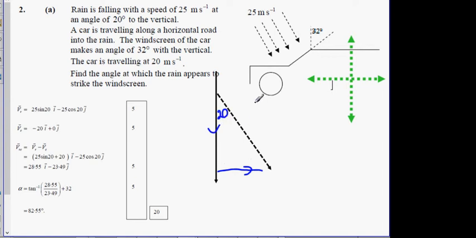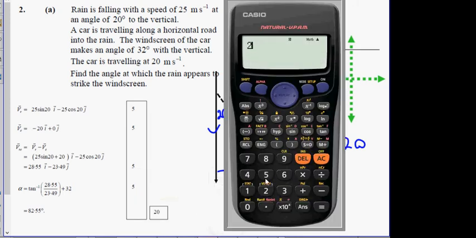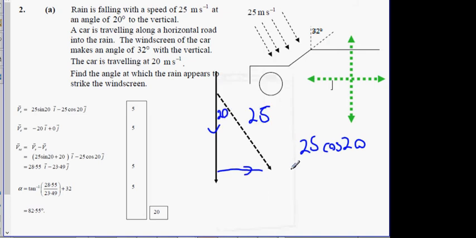It's going 25 meters per second. The rain is falling at that speed. So let's do 25 cos 20. 25 cos 20 is the I component. Anybody know what that is? 25 cos 20? It's like 28.55. Yeah, I think so actually. 23.49, yeah? Okay, so it's 23.49.